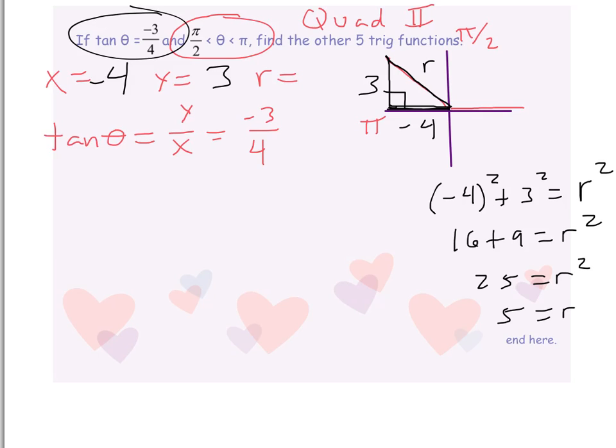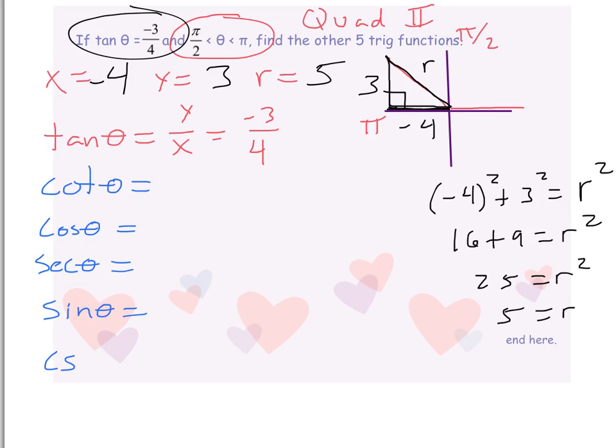Well, now I can just go ahead and move right along. Because I have x, I have y, I have r, and really you're going to see now the key to finishing this off and getting the other 5 trig functions, that would be cotangent, cosine, secant, sine, and cosecant, is you need to know your ratios. Okay, if you want to pause at this point to reference what those ratios are, go ahead and do that. If you want to give them a shot without them, what I'm really getting at is this thing right here.